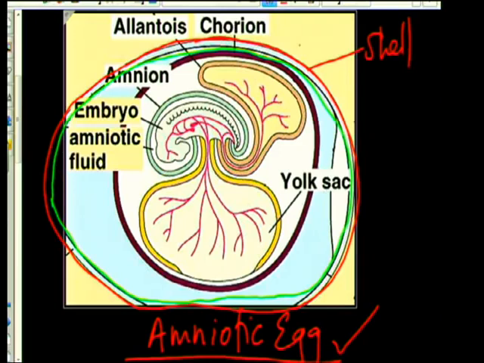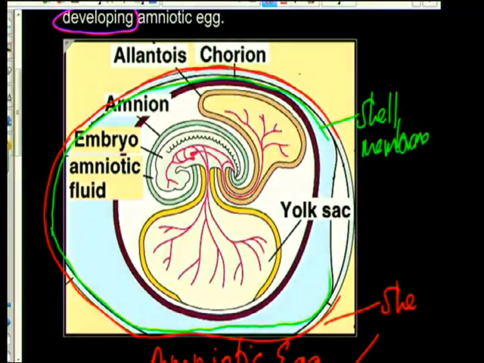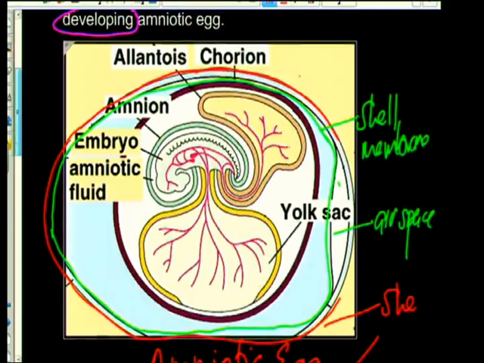So the second one is the shell membrane. We could have left a space here, or the space is here, by the way. This line should have, but we're going to just take a little shortcut that way. So we leave this area here as the air space. Remember, the air space was there for shock absorbing.